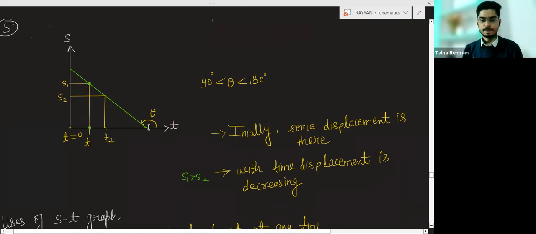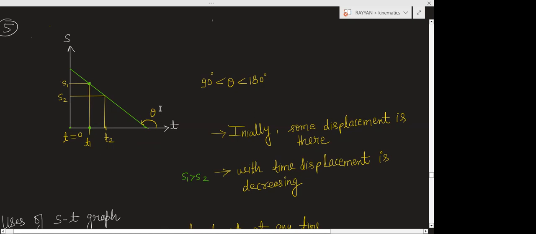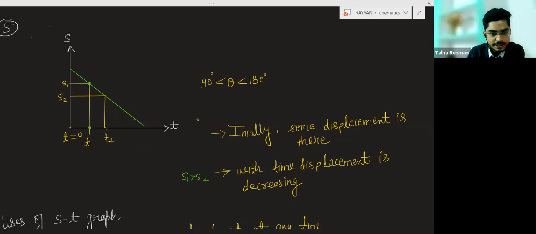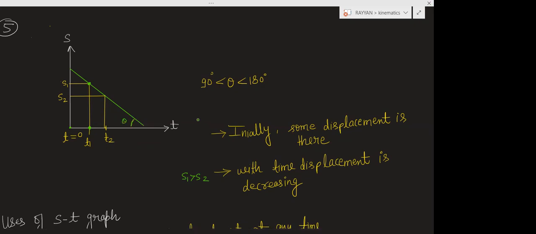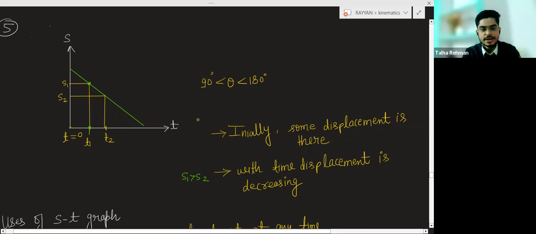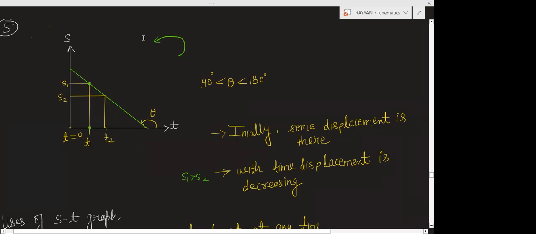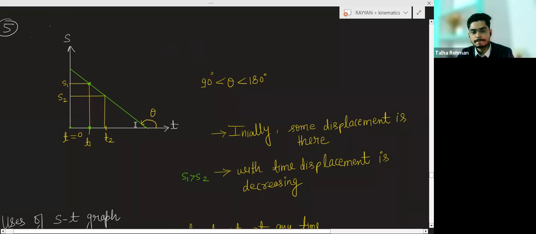Now come to the slope. For slope, there is a requirement of an angle with the time axis. And always remember, you can say here, sir, I can take the angle like this also. No, we will not take the angle in this way. Actually, we will always take the angle anti-clockwise, not clockwise. And anti-clockwise from where? From the axis to the graph.